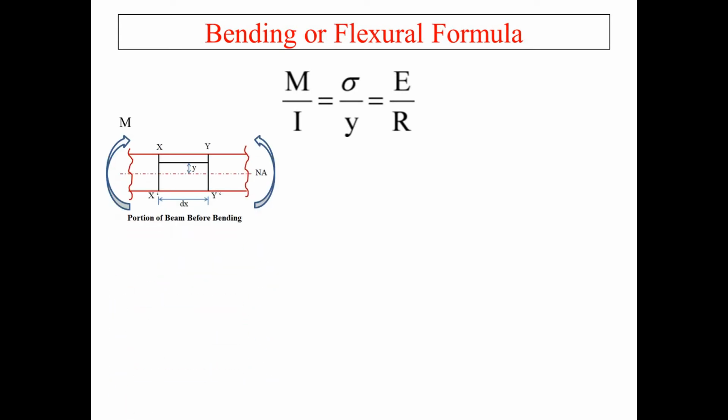Let us take a section of the beam of length dx, with the pure bending moment M acting over it. NA means the neutral axis. Whenever the pure bending moment is acting, the beam will try to bend. This is a portion of the beam before bending. NA, the neutral axis, is the axis which has no stress at all. We have strain there, but no stress, so we call it the neutral axis.